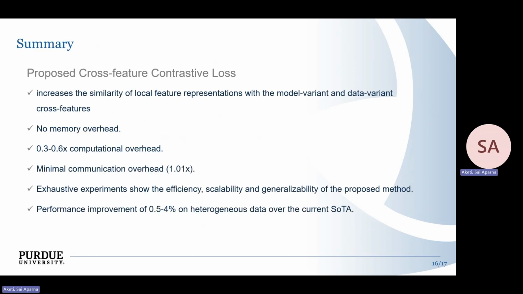To conclude, we proposed a cross-feature contrastive loss that helps us in improving the performance of decentralized learning on heterogeneous data. This loss aims to increase the similarity of local feature representations with respect to model and data variant cross features. Our exhaustive experiments show the efficiency, scalability, and generalizability of the proposed method with an averaged performance improvement of 0.5 to 4% over the current state of the art.